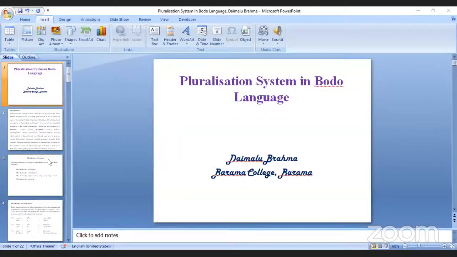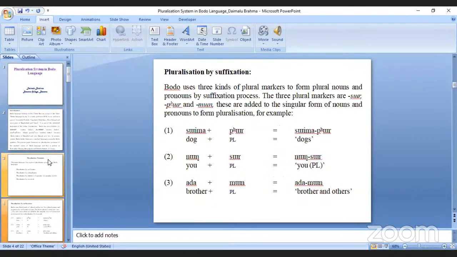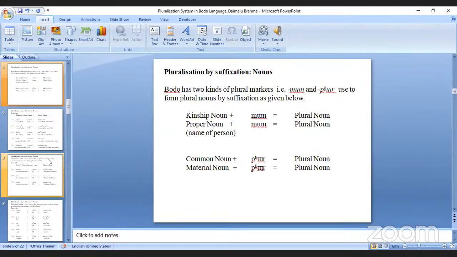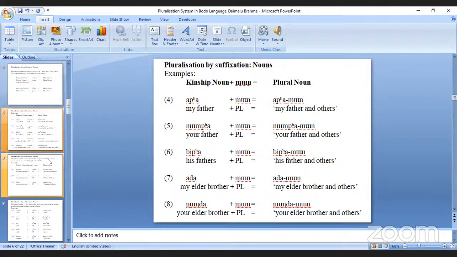Yeah, so thank you for the paper. I was looking at the first two, three slides, the suffixation part, the pluralization by suffixation. Semantically, when we say my father and others, in English at least it would be my father, so I'd like many fathers, right?